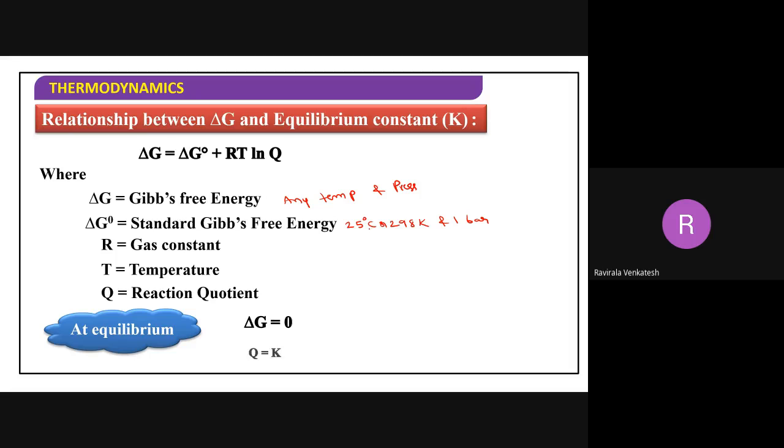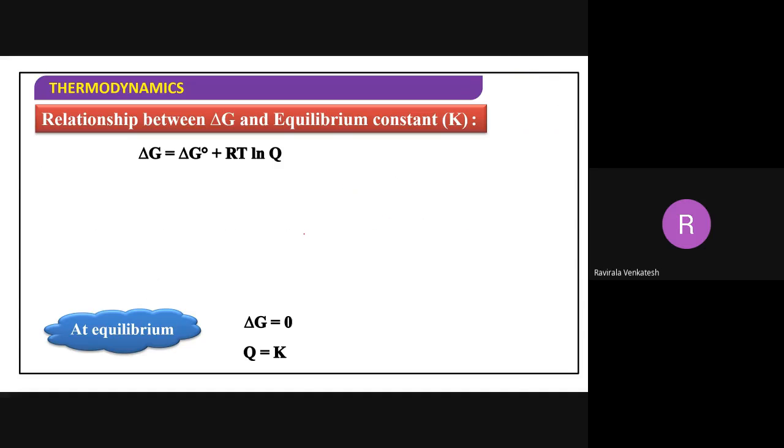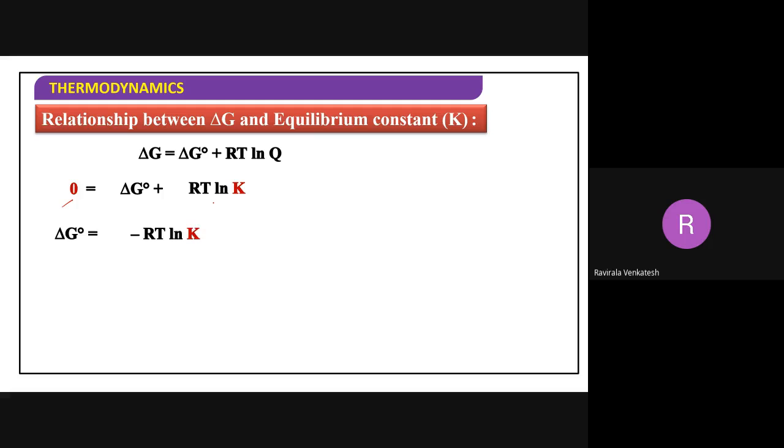Now substitute 0 over there. At equilibrium, I told you Q is equal to K. For example, a reaction is proceeding with reactant converting into product. At any point you are taking the coefficient Q actually, but at equilibrium this Q becomes K. Now put everything into this formula. What do we get? Delta G is 0, delta G naught plus RT ln K. Now what can we write? Delta G naught is equal to minus RT ln K.